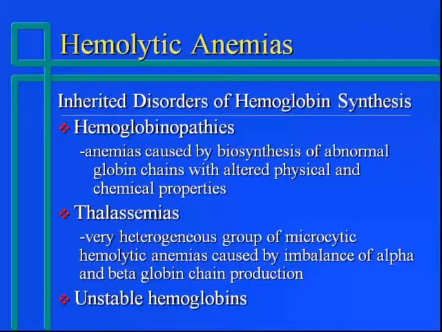We'll start with the disorders of hemoglobin synthesis. These fall into three categories: the hemoglobinopathies, which are anemias caused by biosynthesis of abnormal globin chains that have altered physical and chemical properties; the thalassemias, a very heterogeneous group of microcytic hemolytic anemias caused by an imbalance of alpha and beta globin chain production; and then, rare but worth mentioning, the unstable hemoglobins.